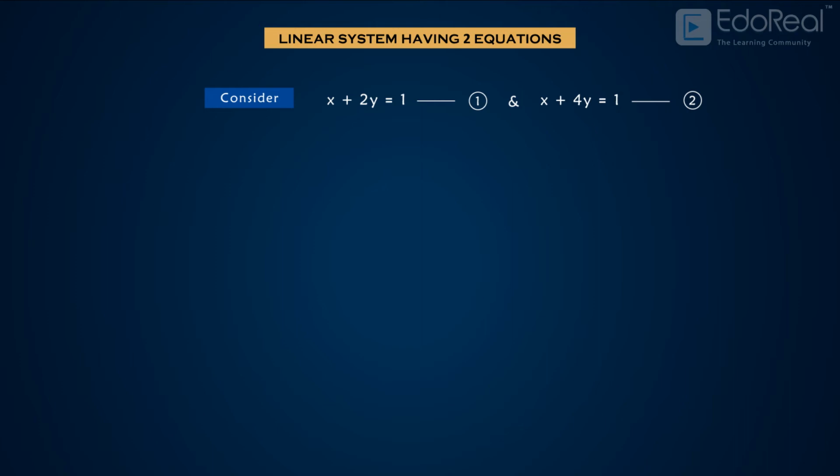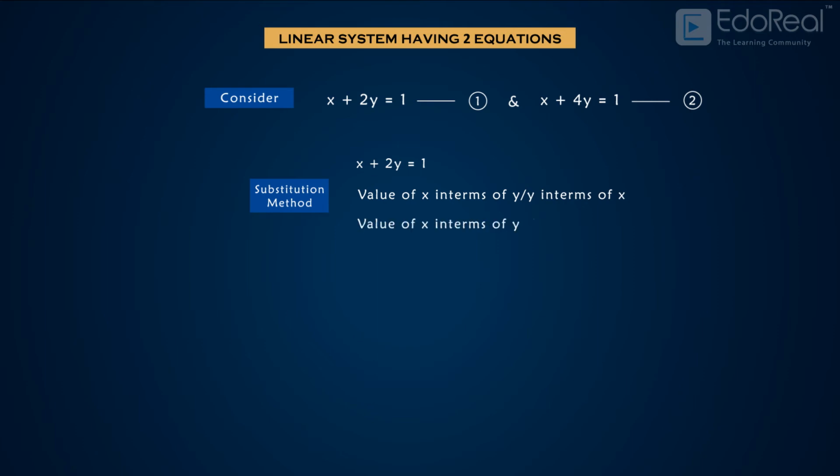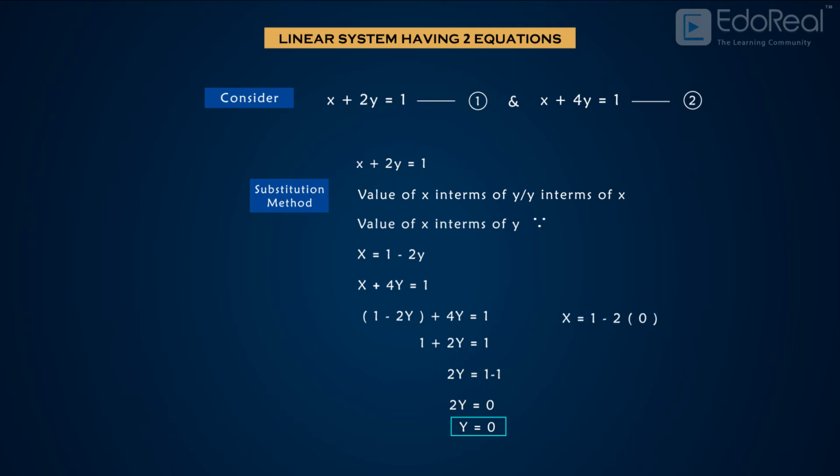In the substitution method, we will take one equation first. So, let us take the first equation. Now, find the value of x in terms of y, or y in terms of x. So, let us write x in terms of y. We get x = 1 - 2y. Substitute this value in the second equation. By solving the equation, we get y = 0. Now, substitute this value in the expression for x. Then, we get x = 1. Hence, the solution is (x, y) = (1, 0).